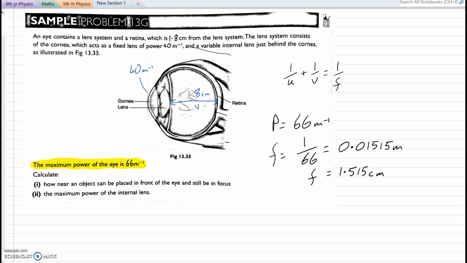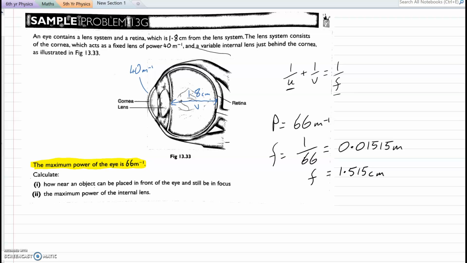Because remember, that image distance can't change. That's always going to be the same. So what is happening as you bring an object closer to your eye is you're changing u, and therefore to balance out this equation, you have to change f to keep that in balance. So that's what your eye is doing.